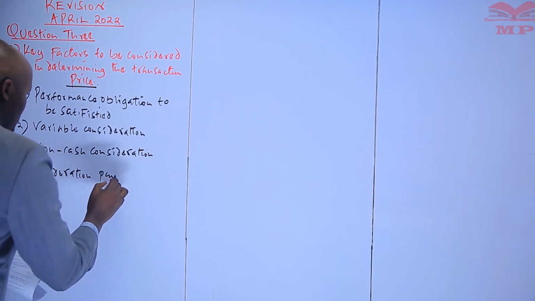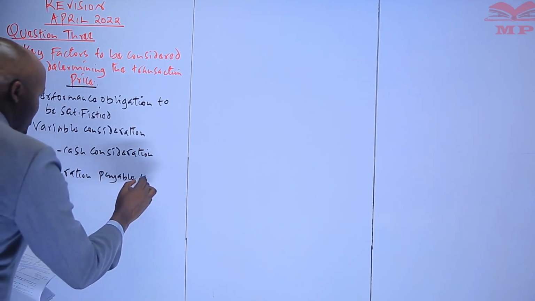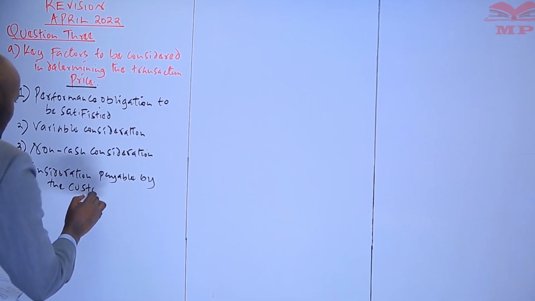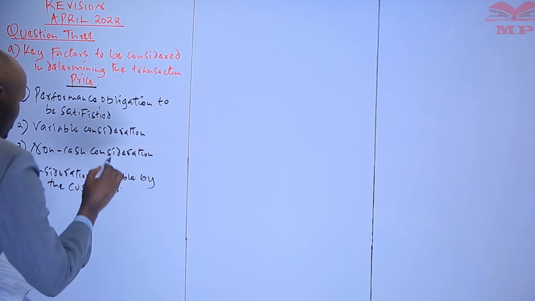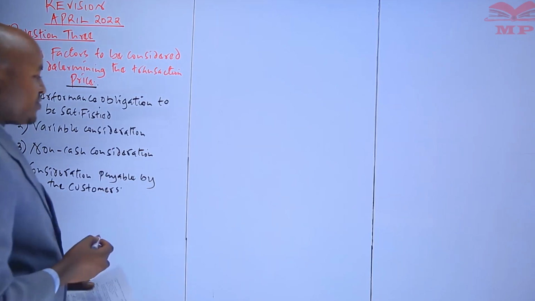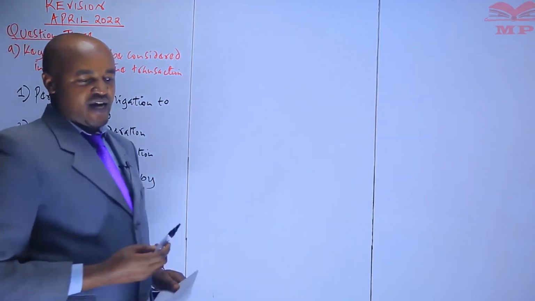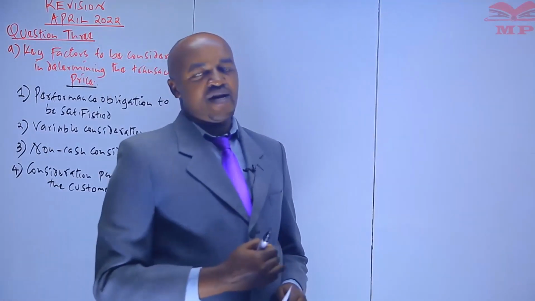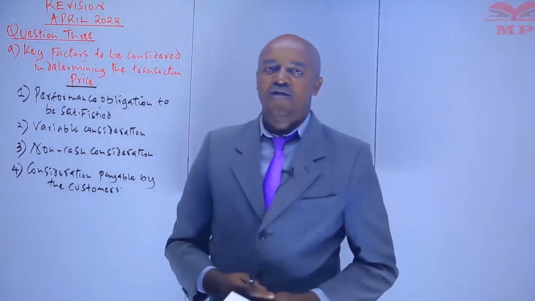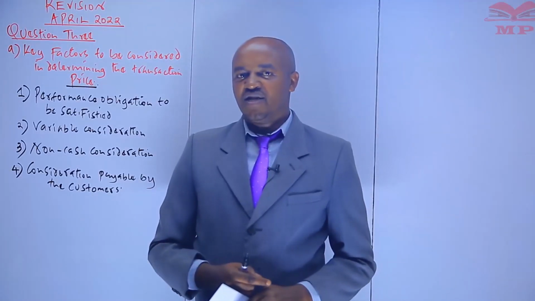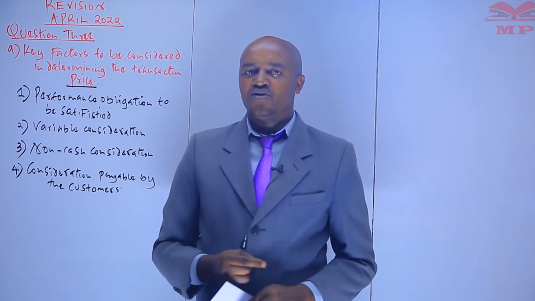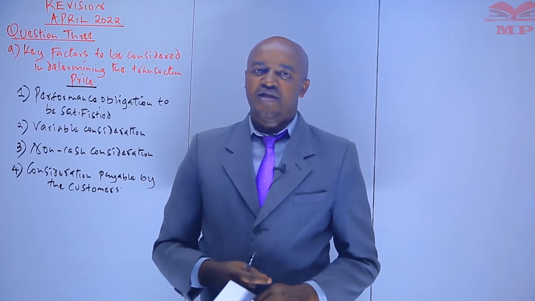payable by the customer. Consideration payable by the customer. So this is the other factor which will need to be considered. So before the company can arrive at the final figure of the transaction price, the company should be able to determine how much consideration the customer will pay after the goods are delivered, or basically after the services have been provided.